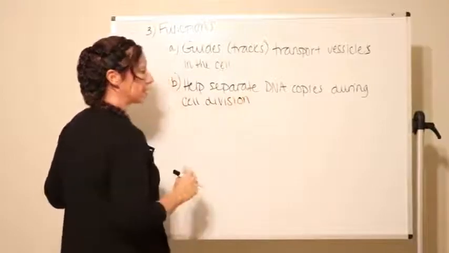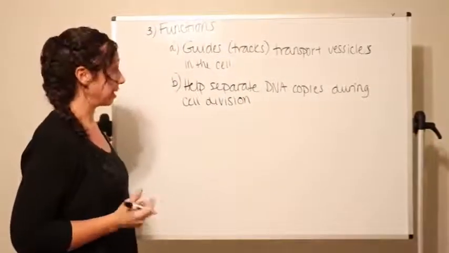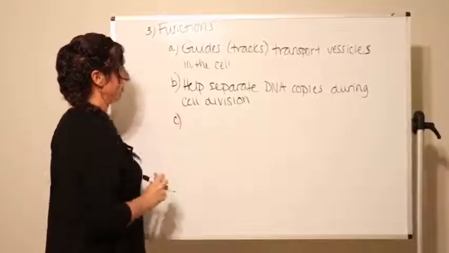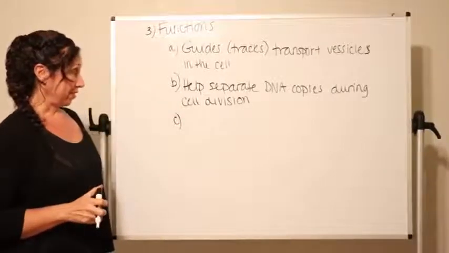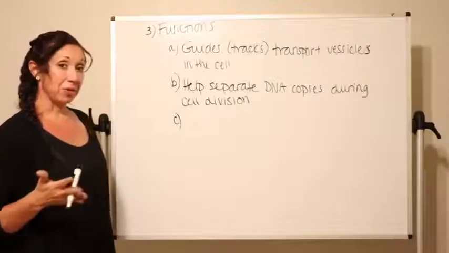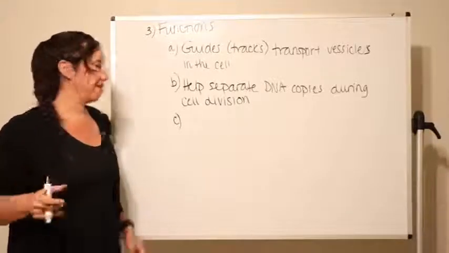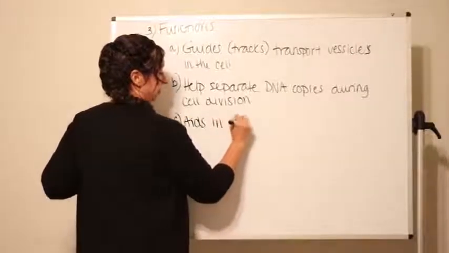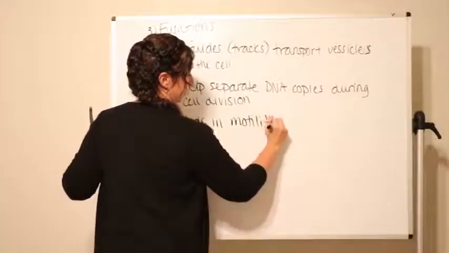Now, when this doesn't work, we see lots of things happen, and we'll get to that later. And lastly, the last function of a microtubule is that it helps in locomotion. It actually helps move cells along. So it aids in motility.